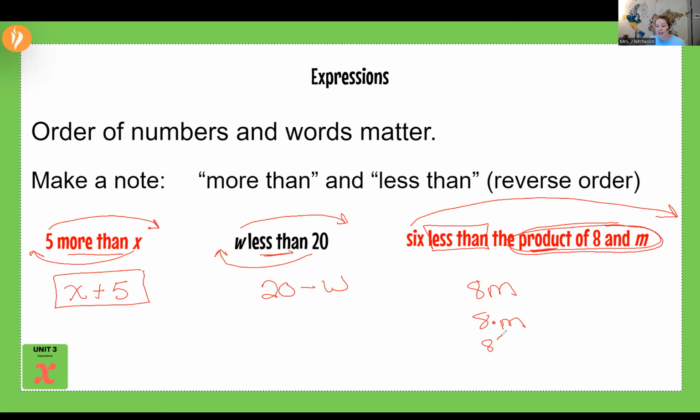If you used a dot, that would be okay. If you use parentheses, that would be okay. Most often you're going to see 8M, but you're not going to use a variable and an X together. That's very confusing, right? That was like two variables, kind of. Don't do that. So any of these are fine. And then the end of it is going to be minus 6, because 6 less than makes 6 jump to the end. I hope you took special note of all of these.